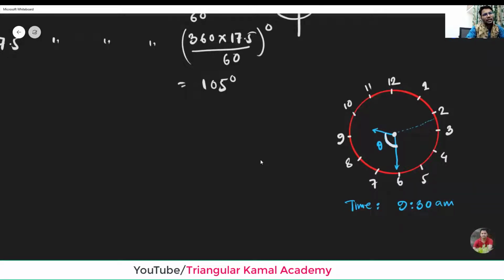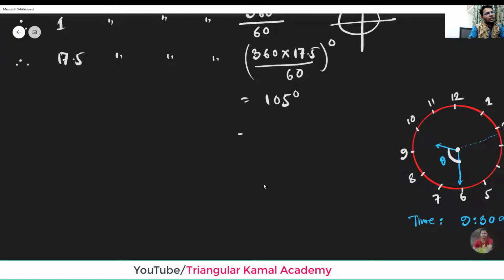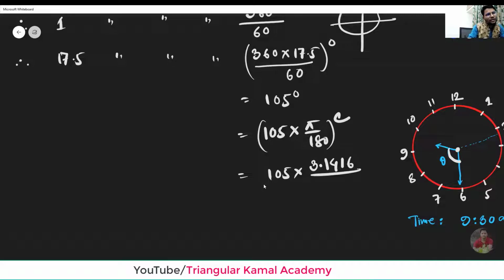So this angle is 105 degree. Now, according to the question requirement, convert this angle into radian. So now, if we convert this angle into radian, we will get here 105 multiply pi by 180, because 1 degree is equal to pi by 180 radian. So 105 degree must be multiplied with pi by 180 radian. So now, put the value of pi, 105 multiply 3.1416 divided by 180, and this is radian.